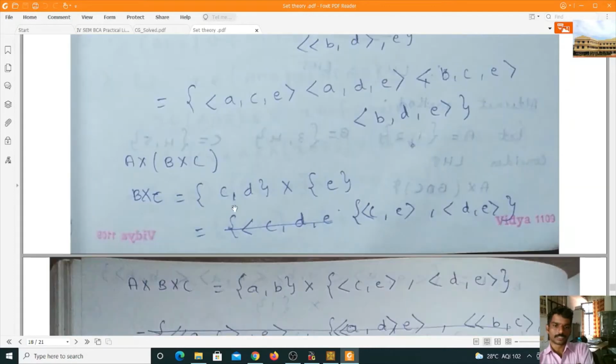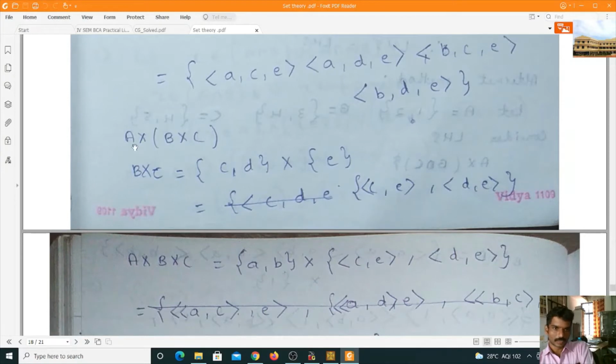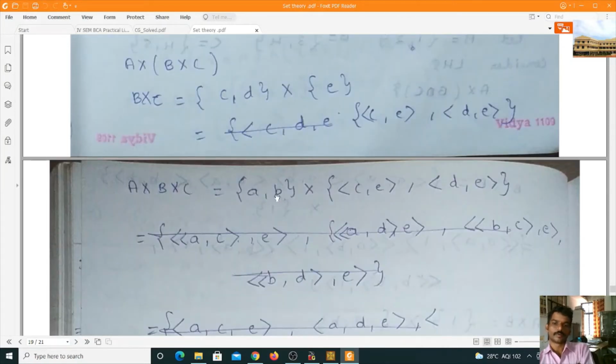Find out b cross c first. Set b equals cd, set c equals e: cd, ce and de, two elements are there. Now a cross b cross c. Set a equals a comma b. The value of the set a is ab, and b cross c we already calculated. So this is the value of b cross c.